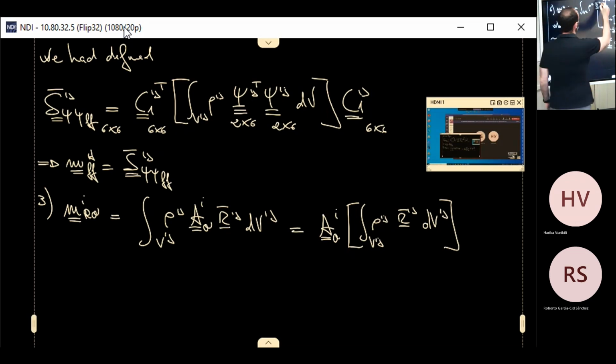Of course it's transposed. So this is basically closing all the part of the mass.